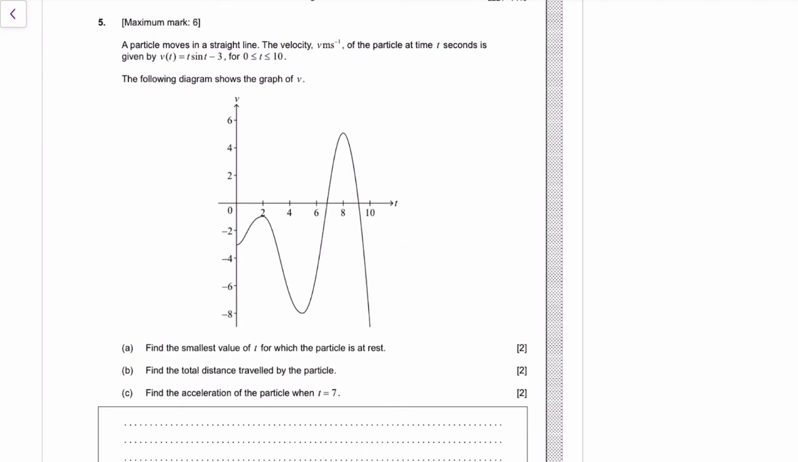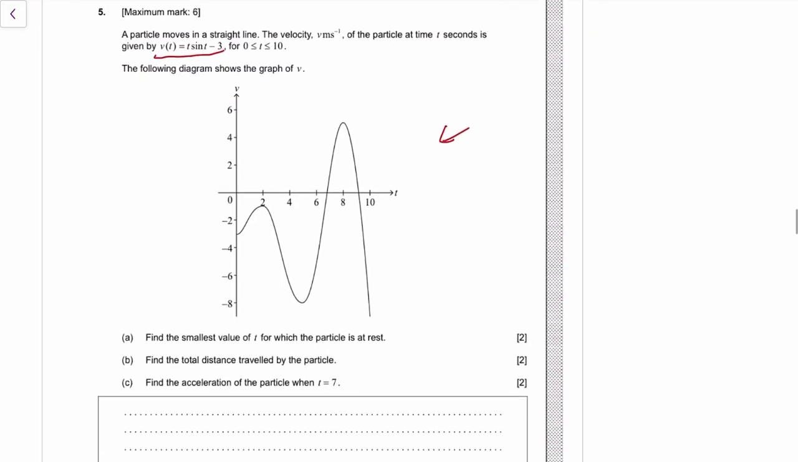Question 5 is kinematics. I think this type of question has come up several times already. They give you the v. They even give you the graph, which you can graph with your GDC yourself anyway. Find the smallest value of t for the particle to be at rest. At rest means the velocity is 0. So when v is 0, that's here. It could also be here, but they want the smallest one, so it's this one.